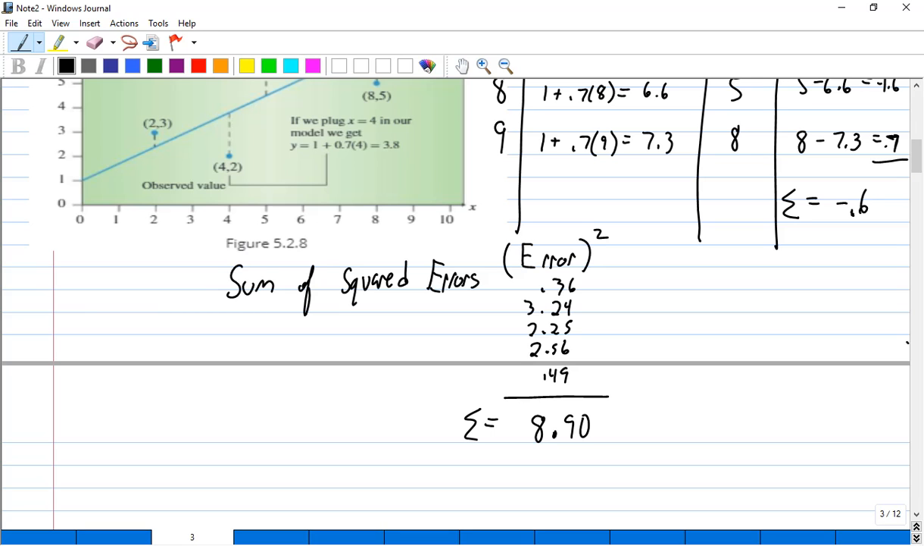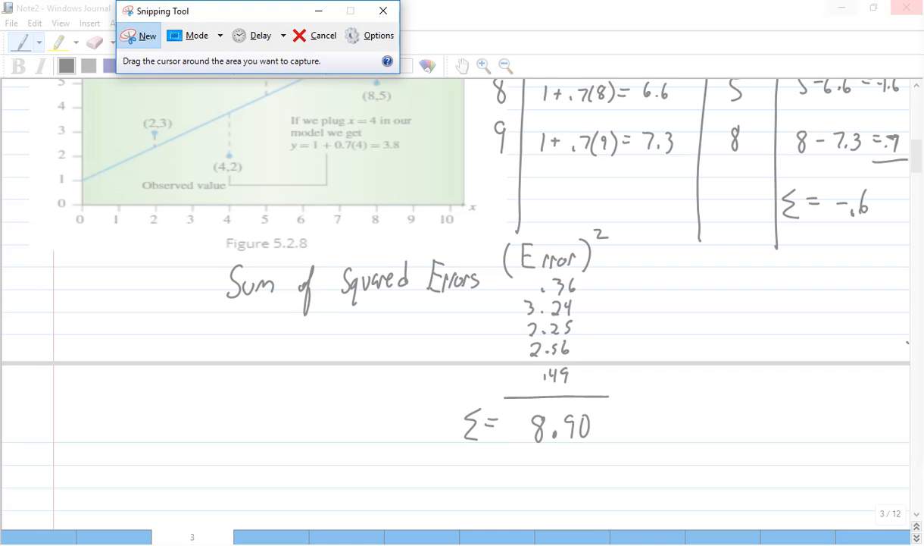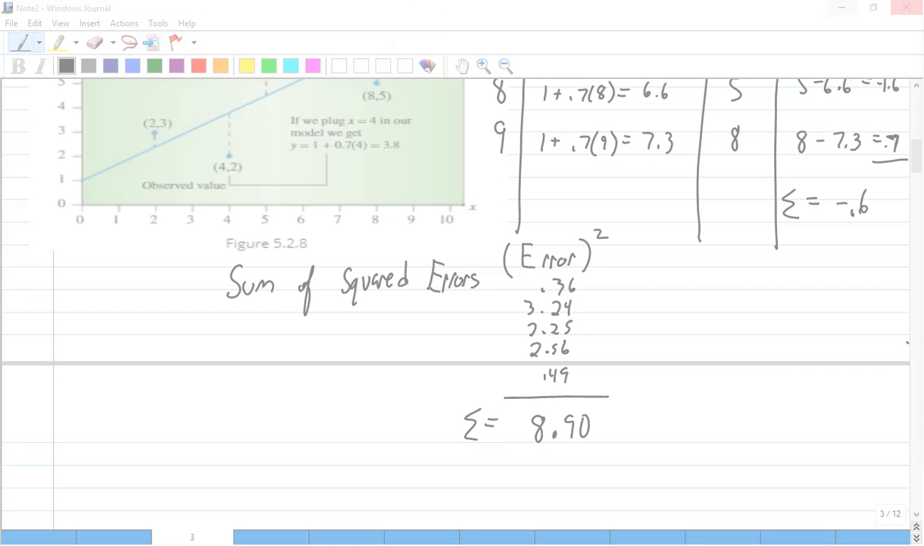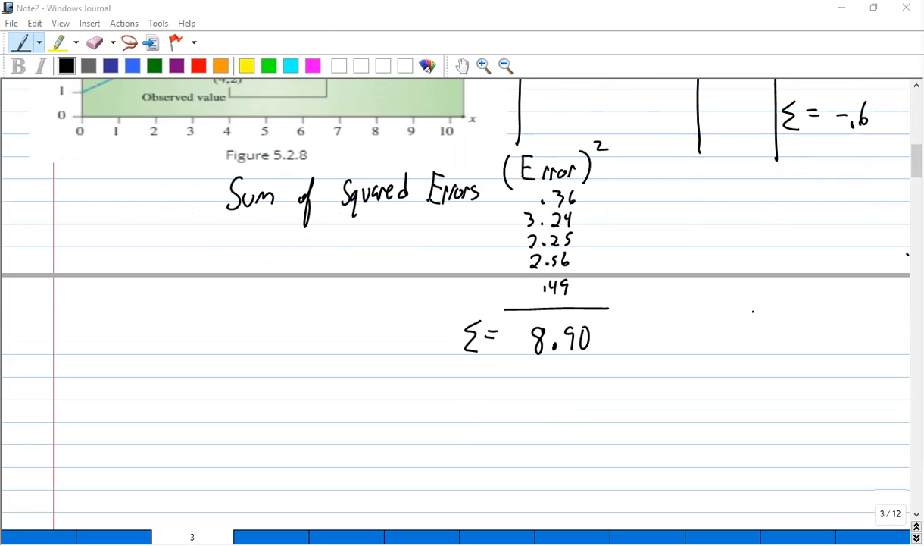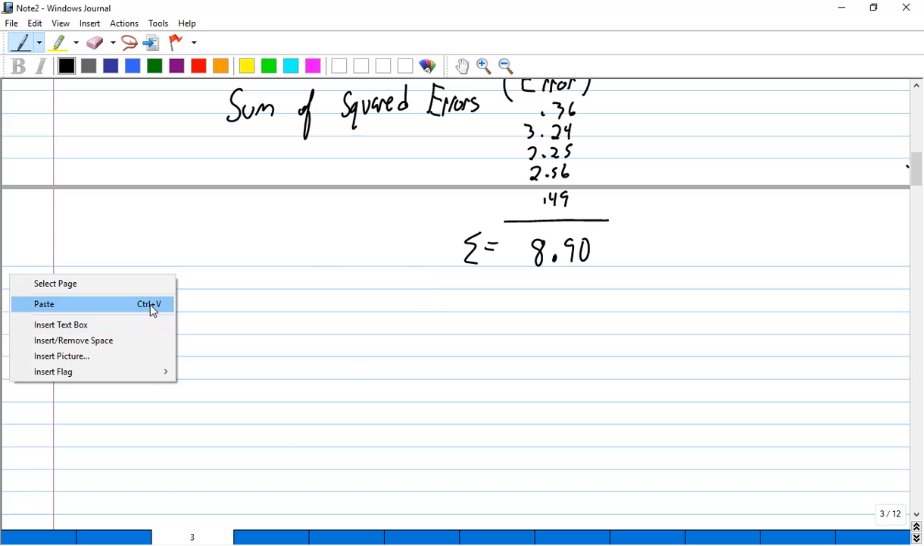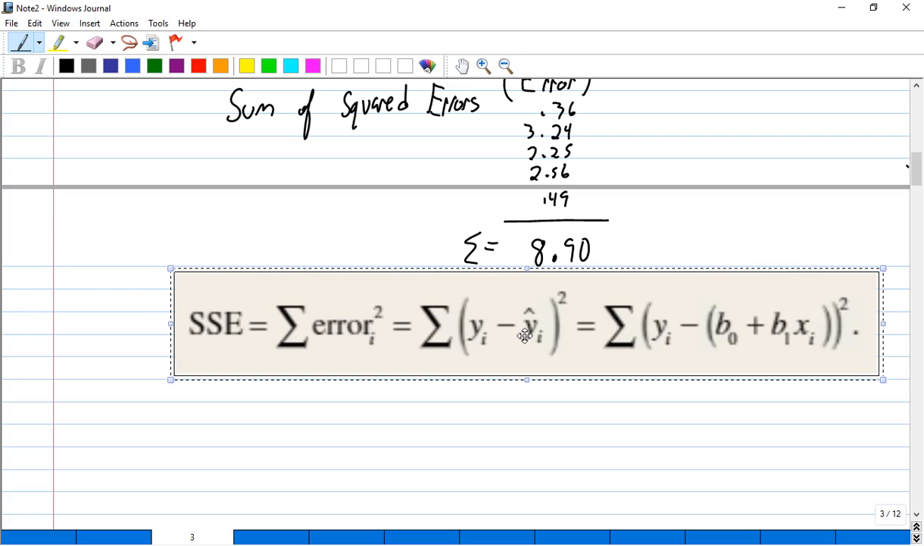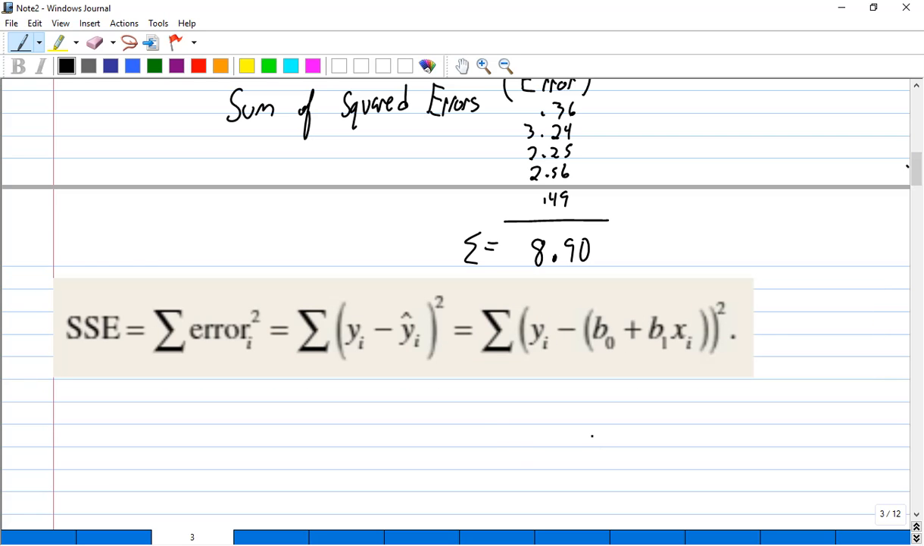Now, your book gives a formula for figuring it all out, and it's actually what we did, but the formula makes it look a lot harder than it actually is. I'll show you the formula just so you can see it and you'll know what it means, because it really wasn't that hard to find the error, square it, and take the sum of all that. But if you just need a formula to go by, here's the formula. And they call the sum of squared errors SSE. That's the sum of squared errors.